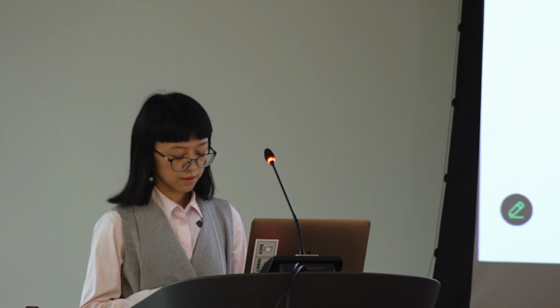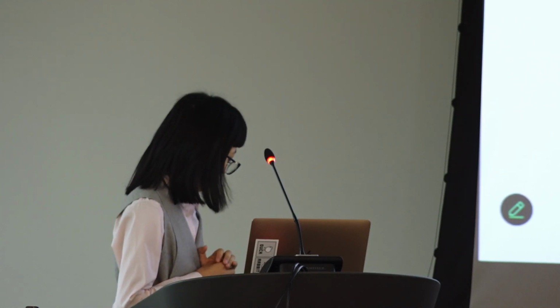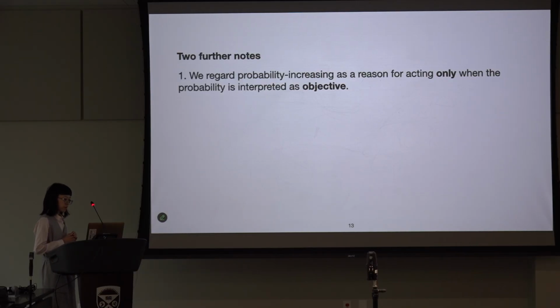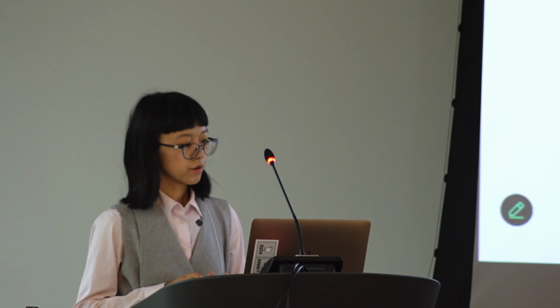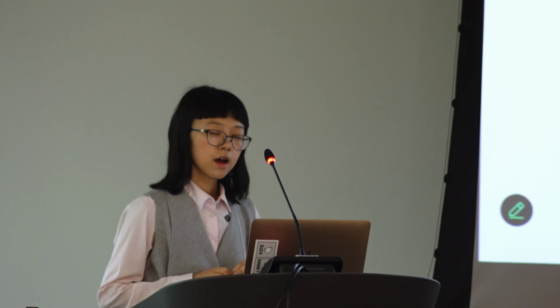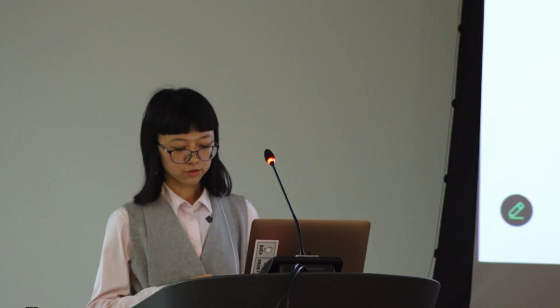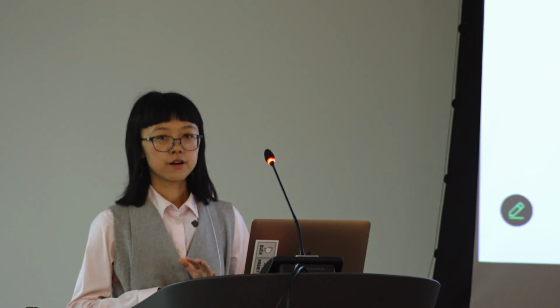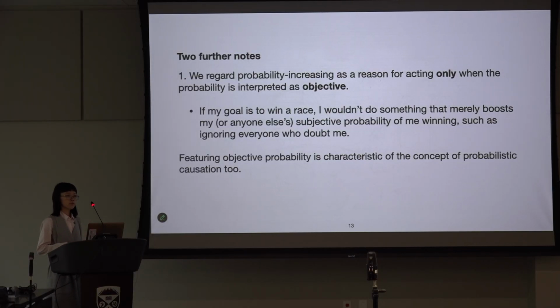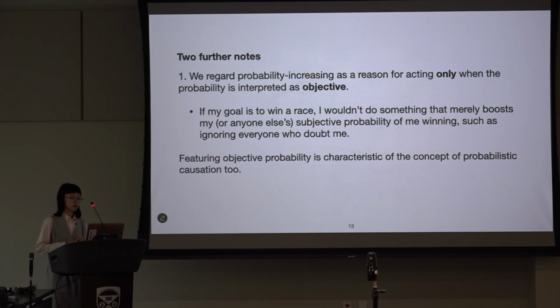So two further notes on this. First, we regard probability as a reason for acting only when the probability is interpreted as objective. So if my goal is to win a race, I wouldn't do something to merely boost my subjective probability, or anyone else's subjective probability, of my winning, such as ignoring everyone else who doubts me. And this featuring of objective probability is characteristic of the concept of probabilistic causation.